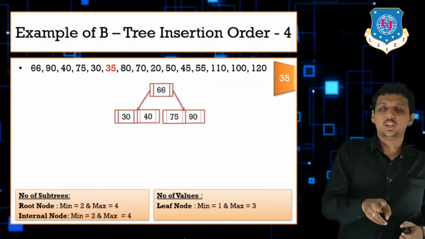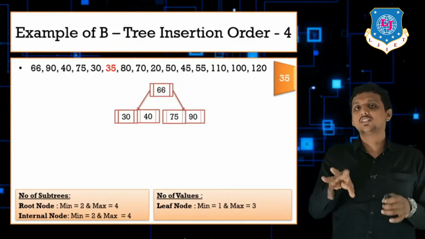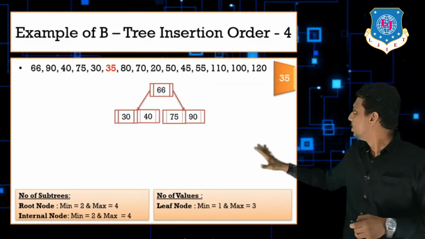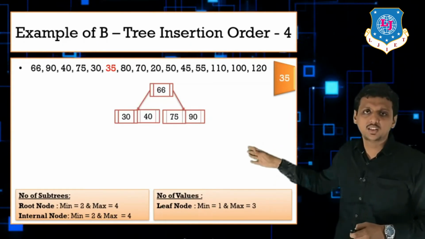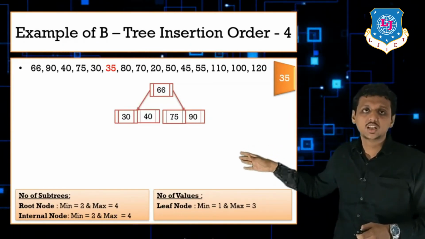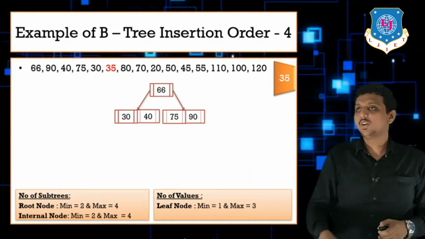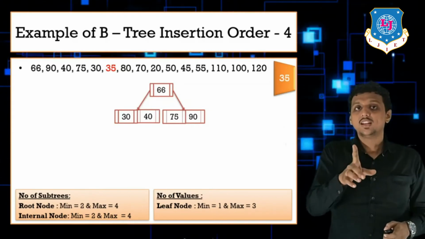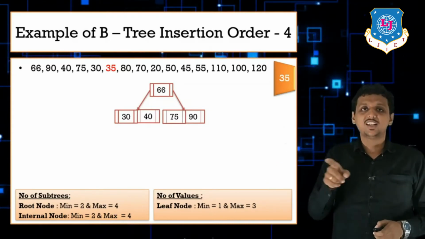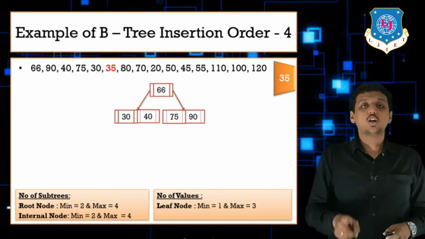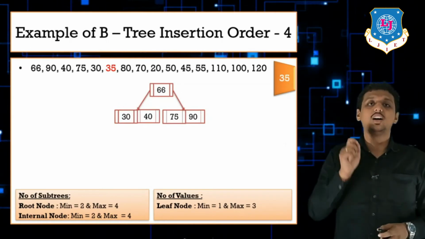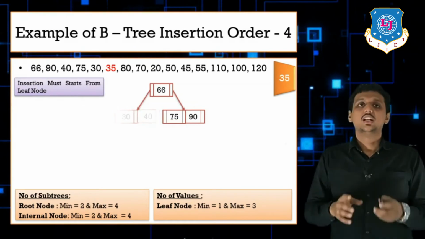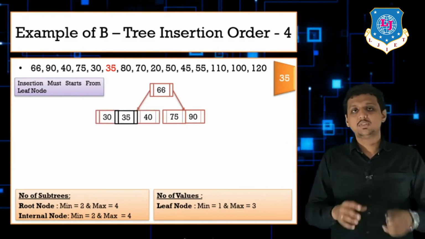Each and every node must contain a maximum of 3 values. Do we have enough space to insert 35 in this node? Yes, we have. That's why we can insert 35, but where? Between 30 and 40. Why? Because we need to insert the values in ascending order. That's why we insert values at the leaf node. Here we have enough space between 30 and 40.